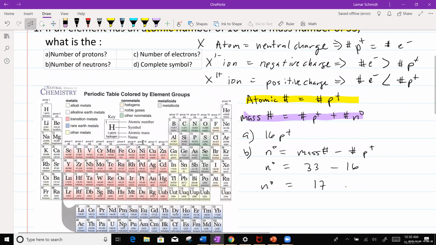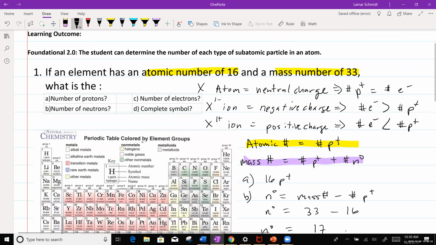And then C, the number of electrons. Now this is a point I want to bring up: an atom has no charge, it's going to have a neutral charge. Here is an atom, it has a neutral charge, and when it has a neutral charge, the number of protons is going to be equal to the number of electrons.